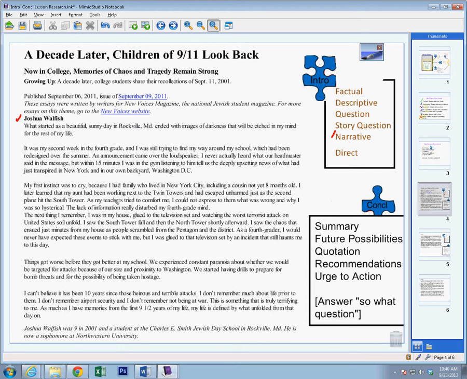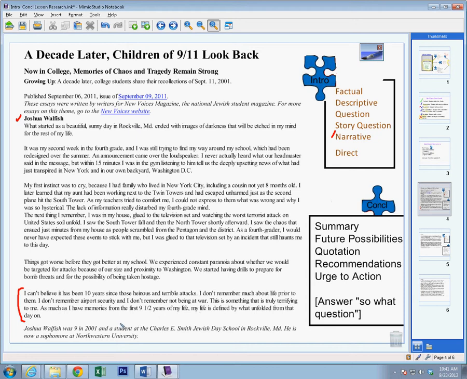Now, we're going to talk about the introduction and conclusion together because a well-written paper is going to have a sense of completion, as if you've gone through a full circle. So if you look at the last passage here, it says, "I can't believe it has been 10 years since those heinous and terrible attacks. I don't remember much about life prior to them. I don't remember airport security, and I don't remember not being at war. This is something that is truly terrifying to me.